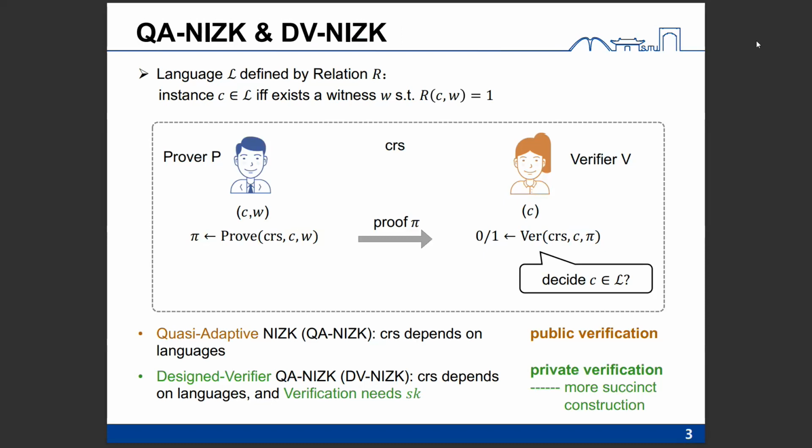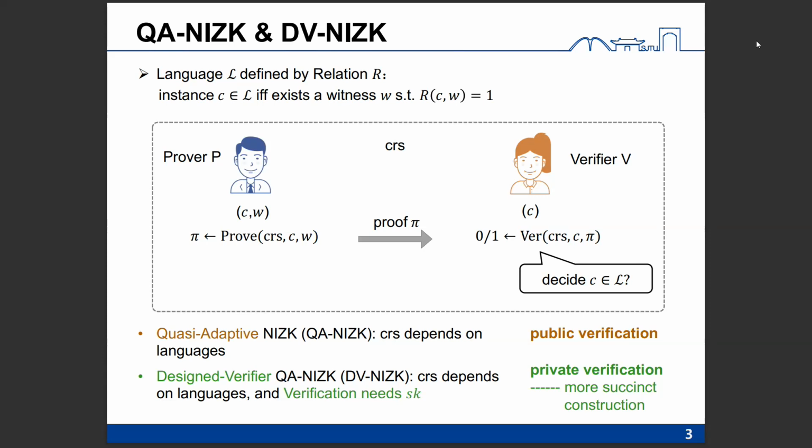QA NISC, quasi-adaptive NISC, is a specific NISC where the CRS depends on specific languages. And similar to regular NISC, QA NISC supports public verification. That is, to verify a proof, we just need the proof, the instance, and the CRS, which is published over the internet.